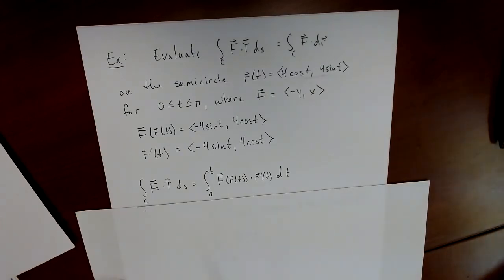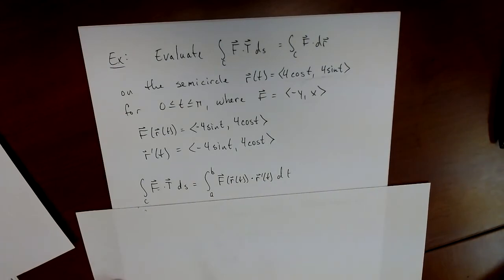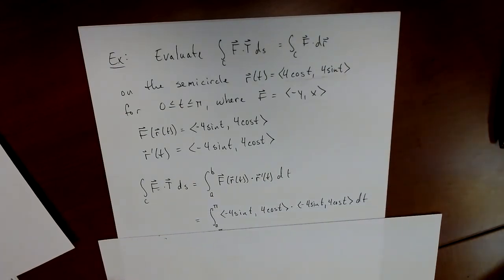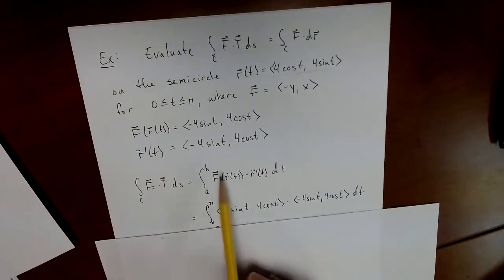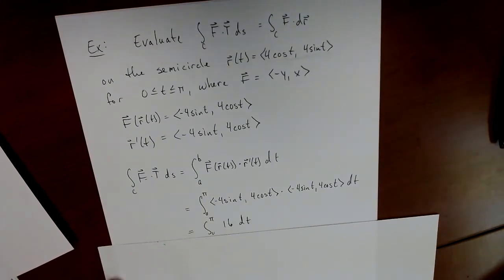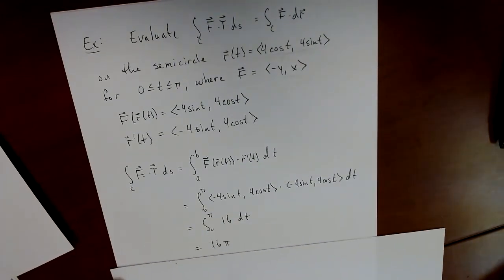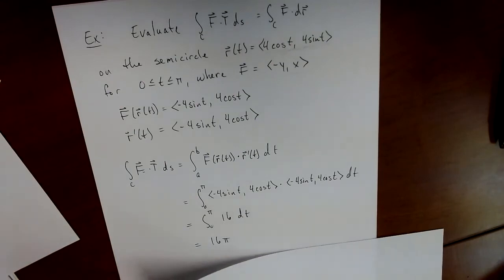So, formula again, we're going to do it by switching so that our integral is in terms of t. Plugging in, there's my f of r of t, there's my r prime of t. I need to take a dot product, and trig tells me that one is easy. I believe it is 16, and so that's an easy Calc 1 integral. We get 16 pi.